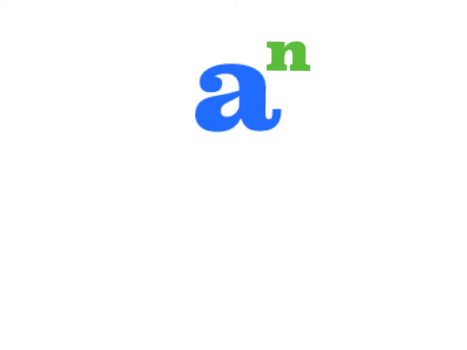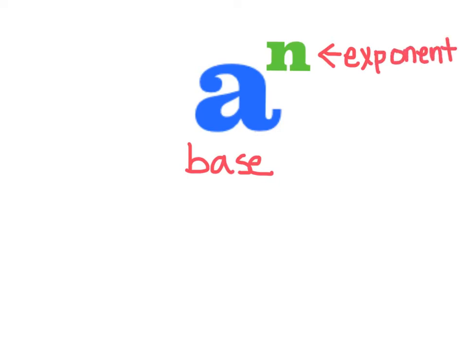Alright, so when we have an exponential function, it's written like this. We have a base, and it's raised to a power, which we call an exponent. And we have several properties that our exponentials follow.